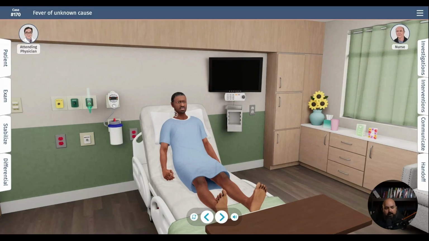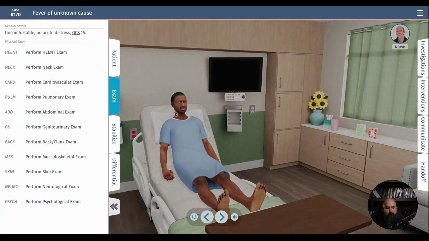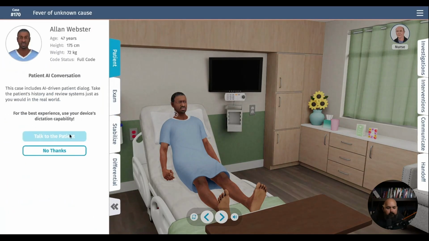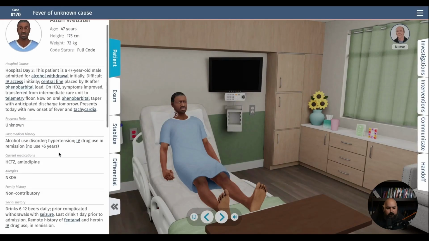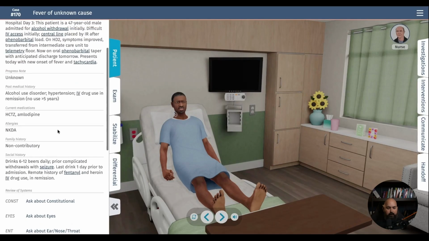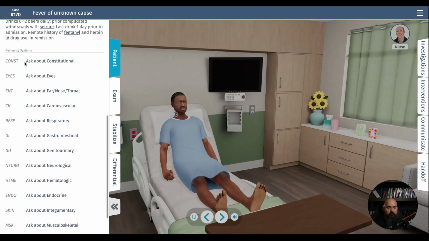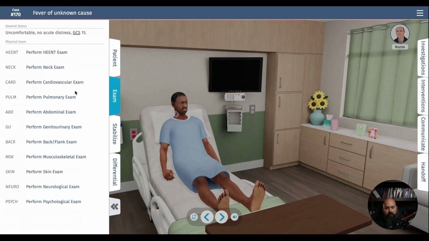So it's going to give you more intel on the patient. Exam, actually, let me pull it up. No AI conversation. So the patient tab is going to give you more intel on the patient. We will go through this. There's also a review of systems here, in addition to the next tab, which is the physical exam.